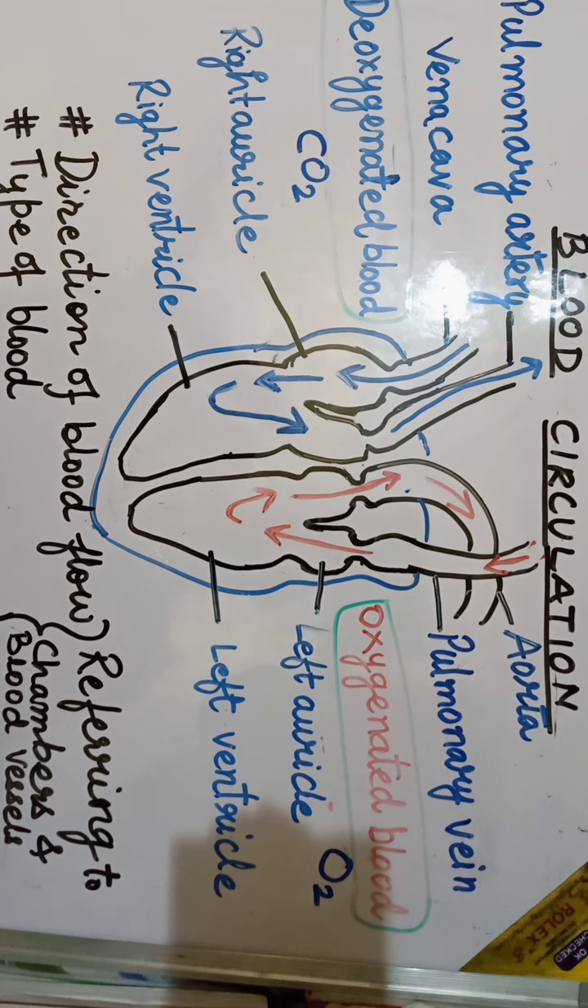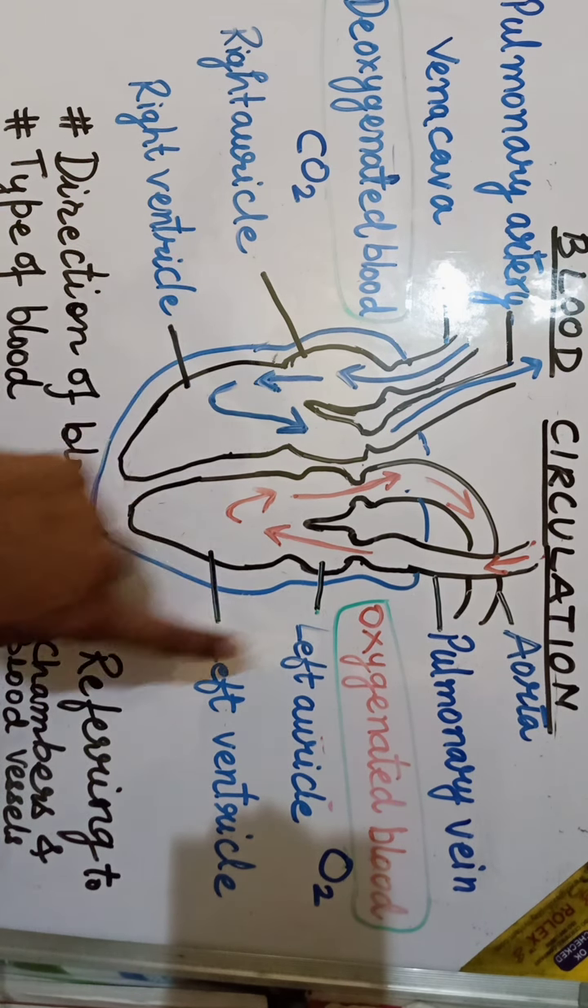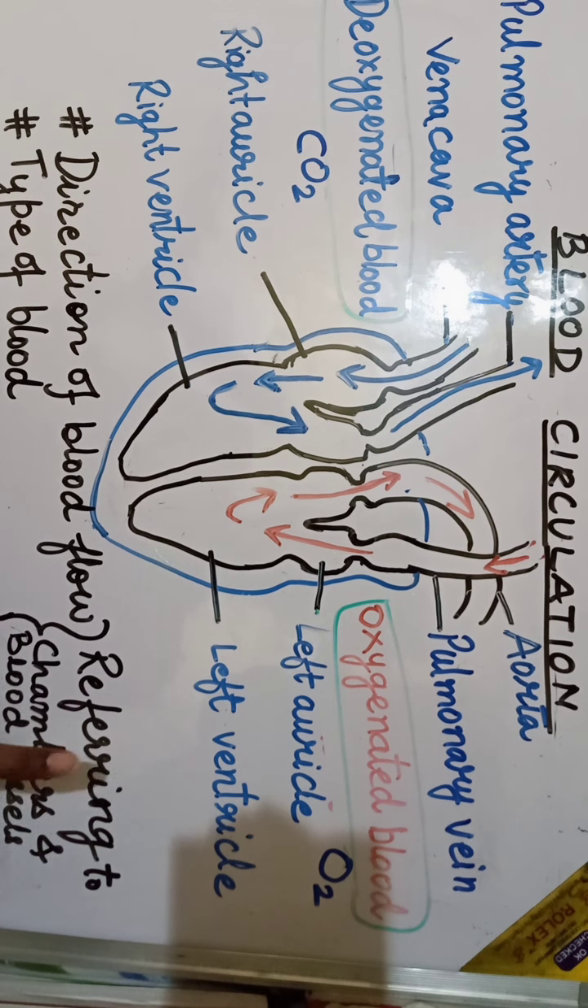So in this video you have seen how the blood circulation occurs in brief, pertaining to the direction of flow and the type of blood, that is oxygenated and deoxygenated. And here we are only referring to chambers and blood vessels. So the blood circulation in detail we will be seeing in other videos.